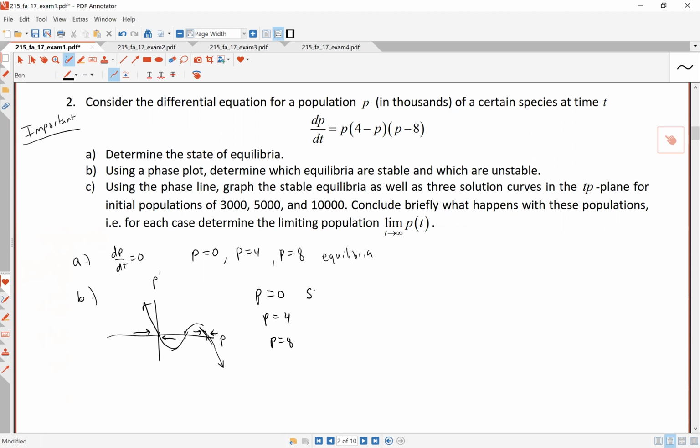And so that's stable. P equals 4 is unstable because they go away from that point. And P equals 8 is stable because they both are facing that point.